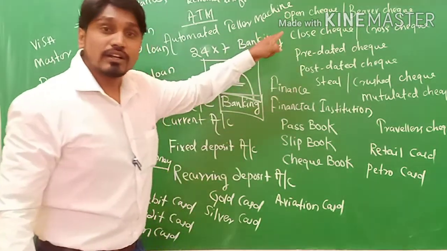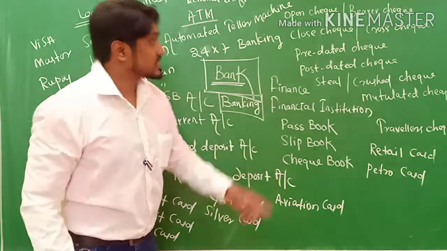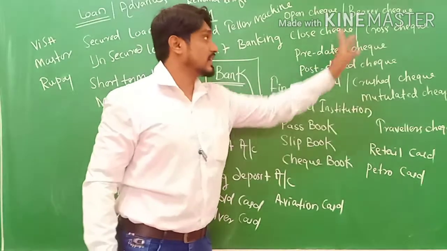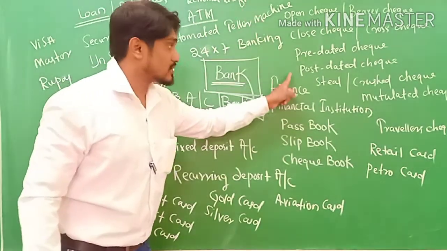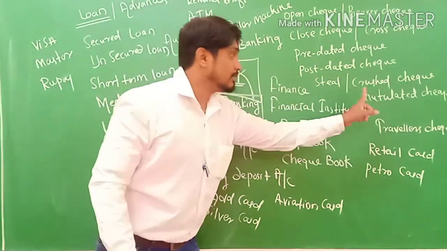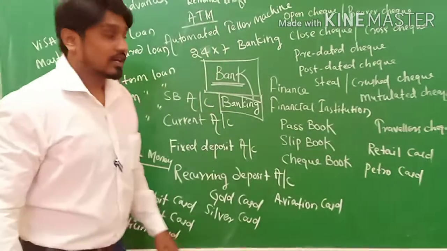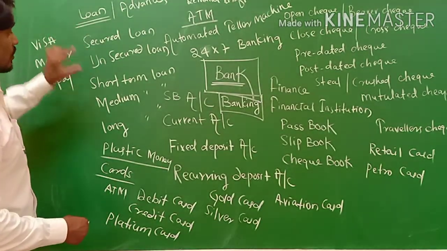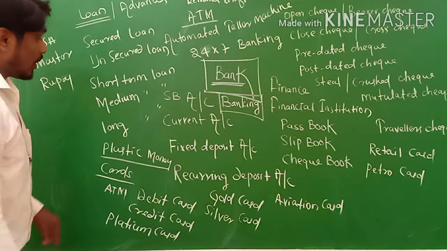Even the types of check, a very important question, my friends. Types of check: open check, bearer check, closed check, cross check, pre-dated check, post-dated check, stale check, cash check, traveler check. There are so many questions here. The loans, types of loans: secured loan, unsecured loan, short-term loan, medium-term loan, long-term loan.